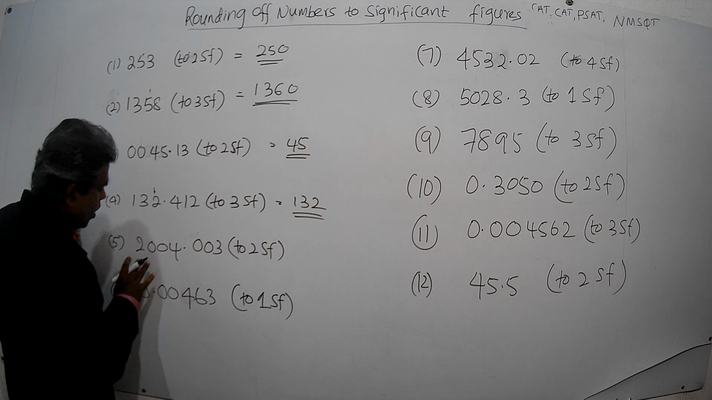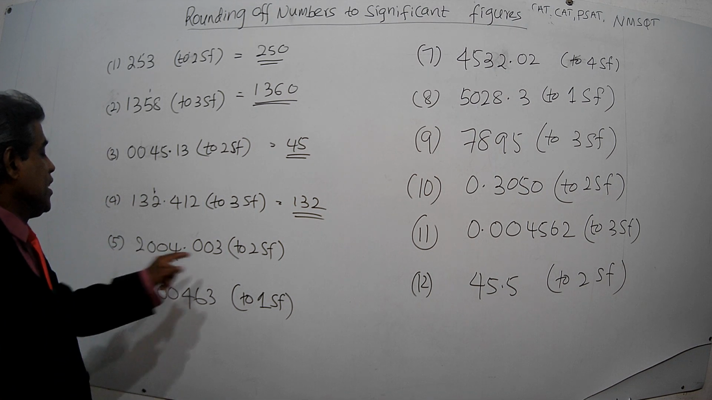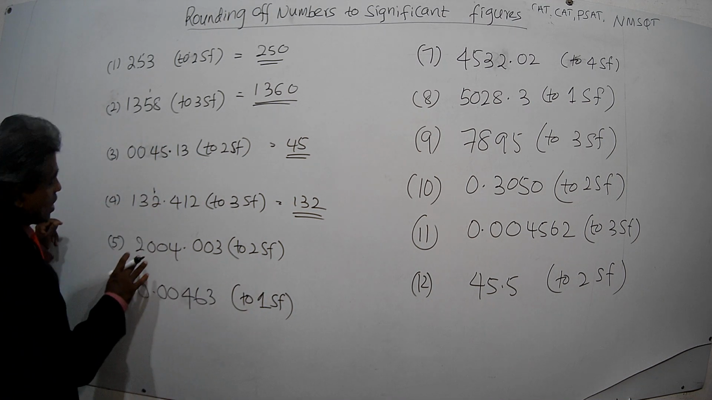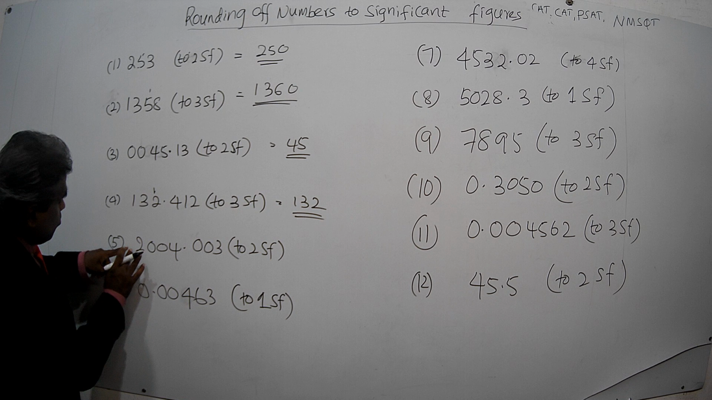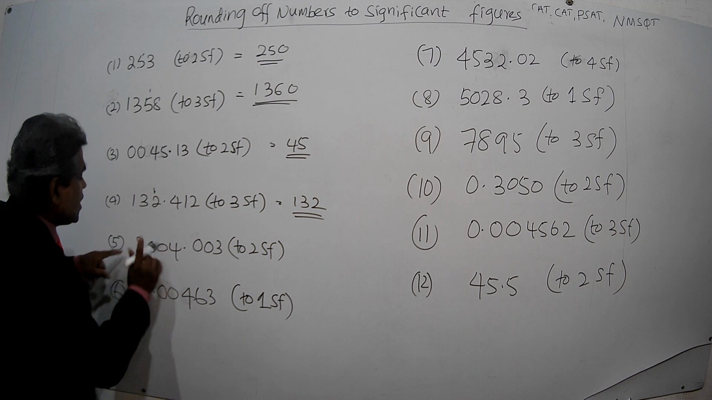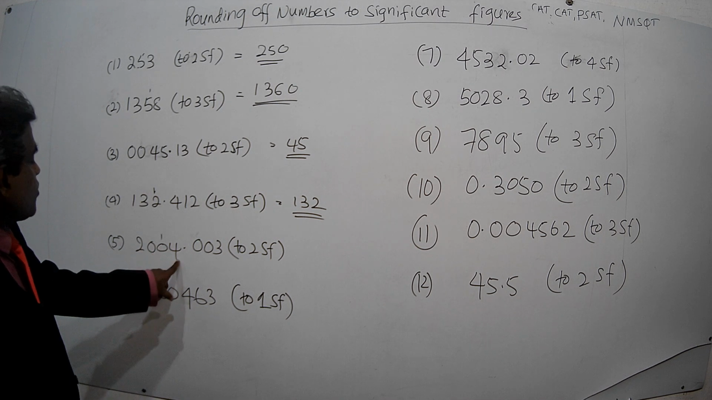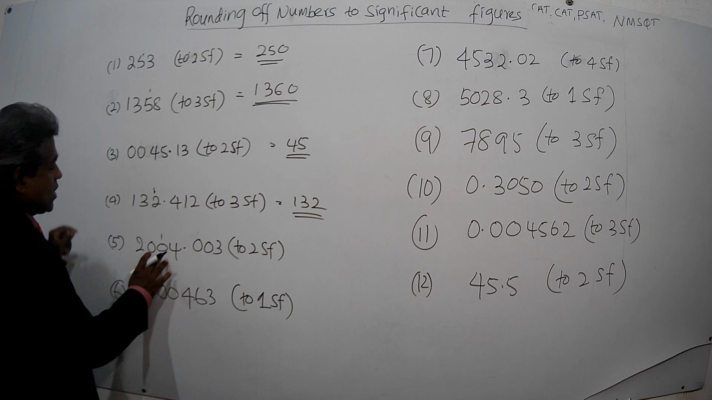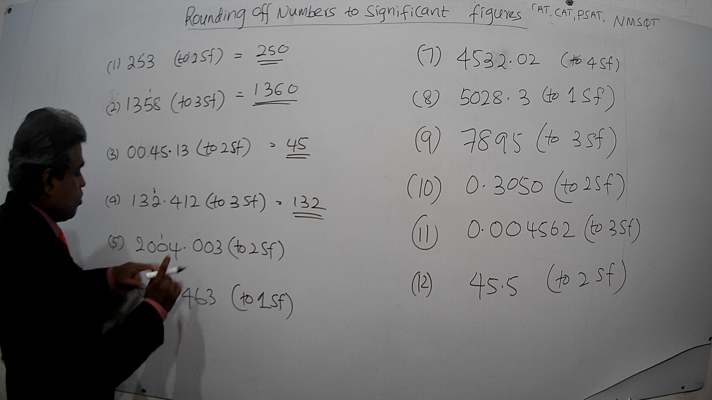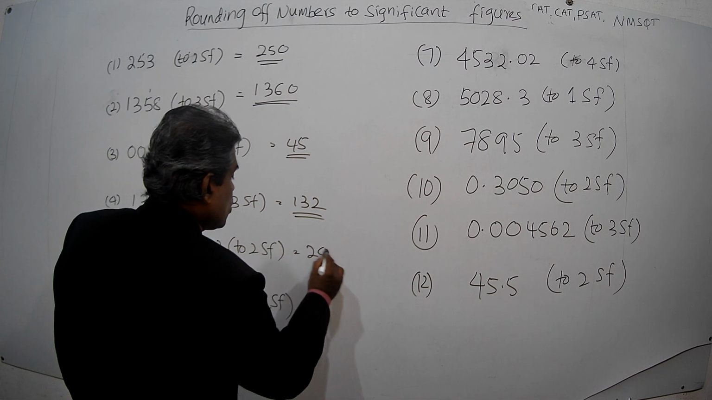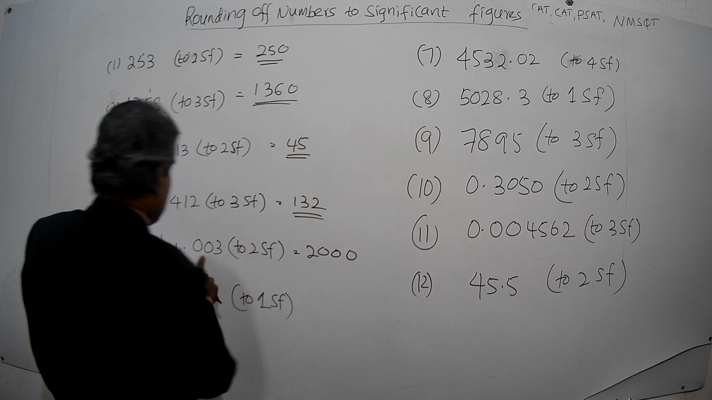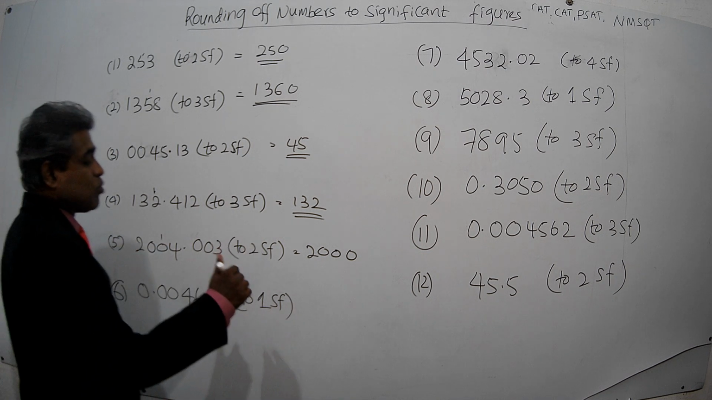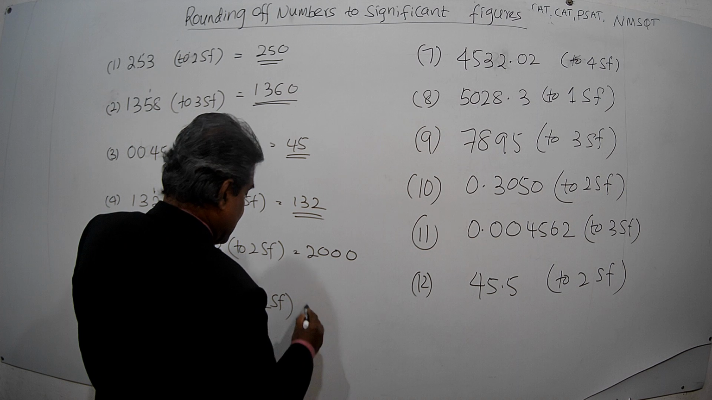Then 2004.33003, that is to be written correct to three significant figures. Then count the significant figures from the left side, 1, 2, 3. This is the third significant figure. Look at the fourth significant figure. It is less than 5. Therefore, no addition. Therefore, write the number until this point and put 0 for this 4. Then you write 2, 0, 0, 2. So that is all, because these are also zeros, but no point of writing that because they have no value, because they are all trailing decimal zeros.